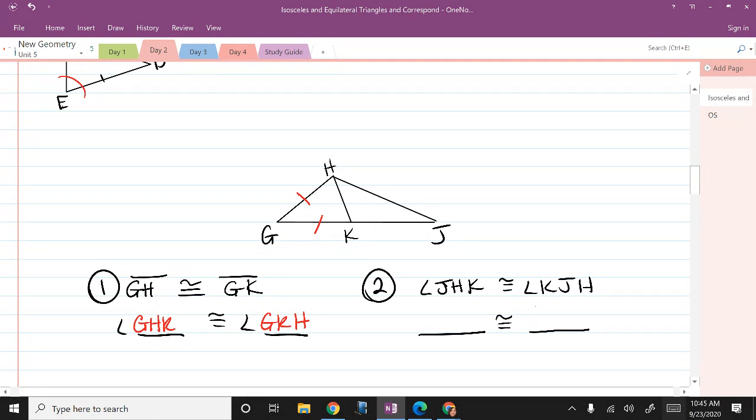So if those two sides are congruent, then these two angles are congruent. That makes sense? All right, I'm going to do the next one in blue, so maybe it won't get too confusing with my marking.